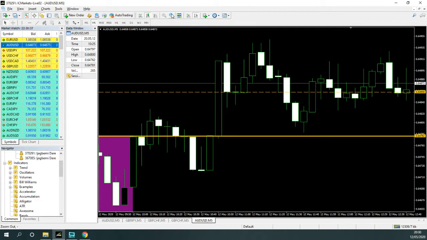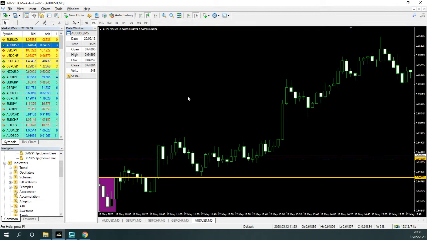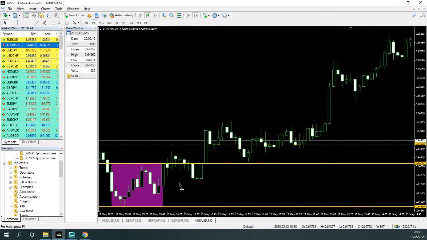Okay, let me zoom out so you can see the bigger picture. So this is where we jump out of the box. We are in the box here. We jump out of the box. That's the candle. Now let's measure what is our take profit target. Take profit target is 17 pips. So our TP1 is 17 pips. Our TP2 will be multiplied by 2, which is 34 pips.